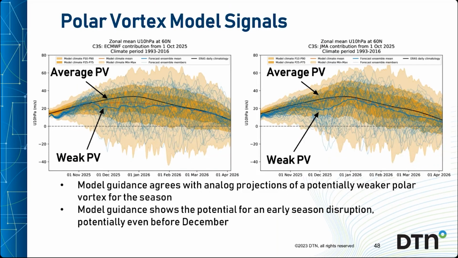Further model guidance agrees with the idea of a weaker polar vortex, at least through early winter and into the very start of 2026. There's the ECMWF again on the left, and the forecast on the right is from JMA in Japan. But note the wide range of ensembles, so uncertainty is high on exactly where it will go as we head into midwinter and later in the winter.